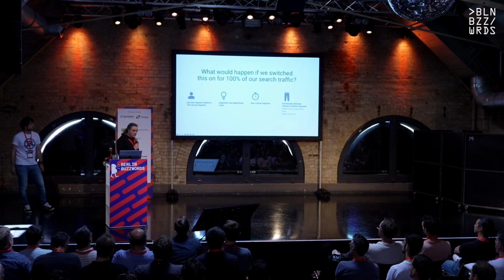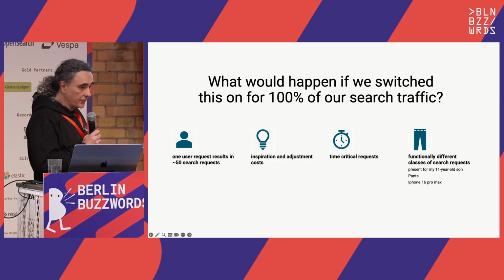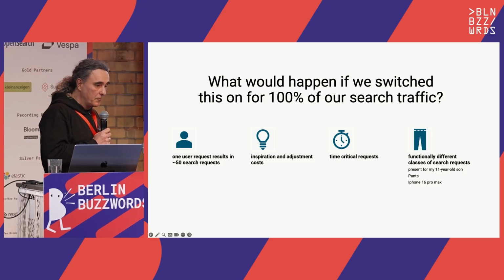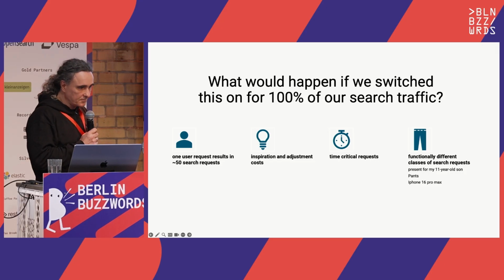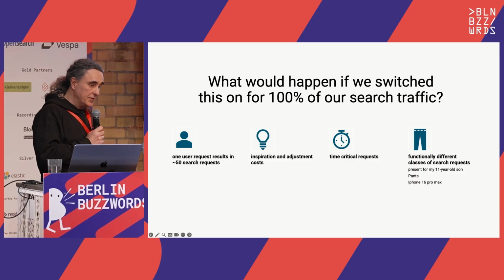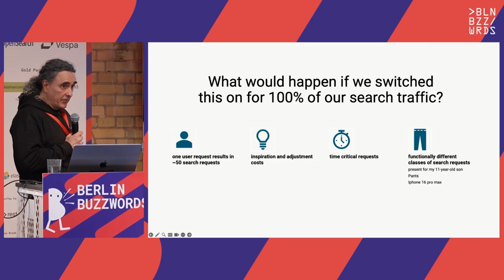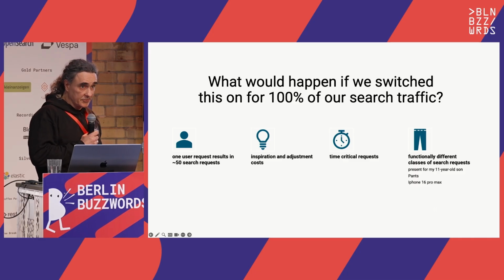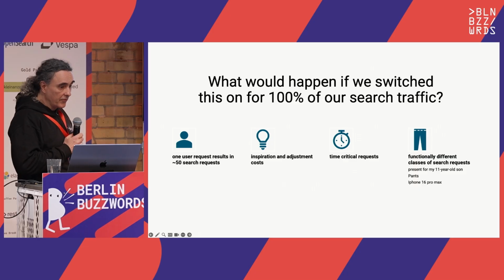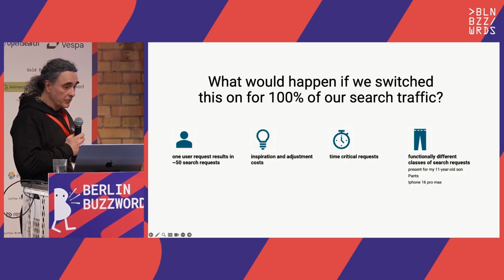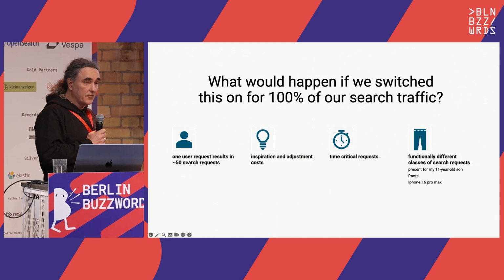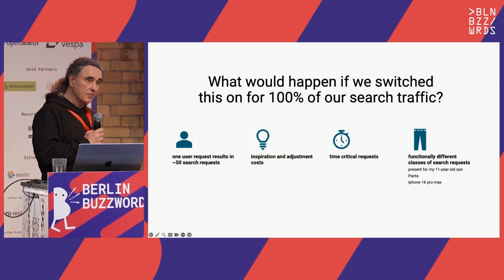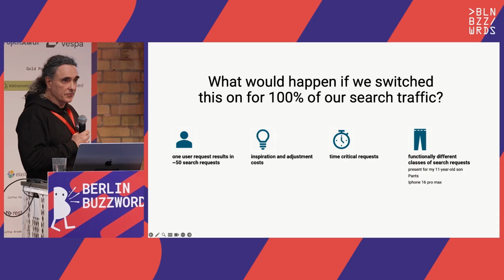Let's have a look. What would happen if we switched this on for 100% of our search traffic? We would map one user request to 5 intents, each intent to 10 keywords, and end up with 50 search requests for one user request. And then on top, we would have the inspiration and adjustment costs for the LLM queries and the time overhead for those queries. And we have time-critical requests which originate from user navigation clicks, so the user expects immediate response in those cases.